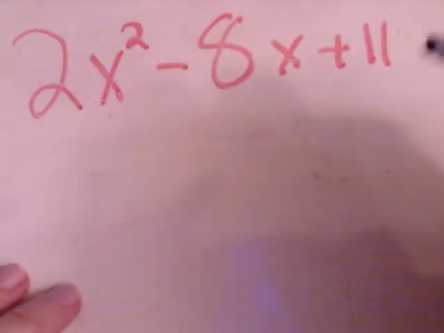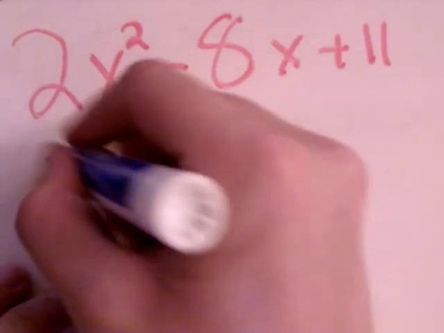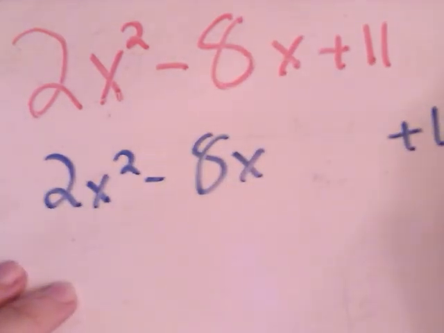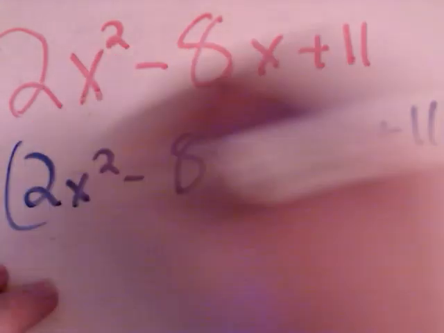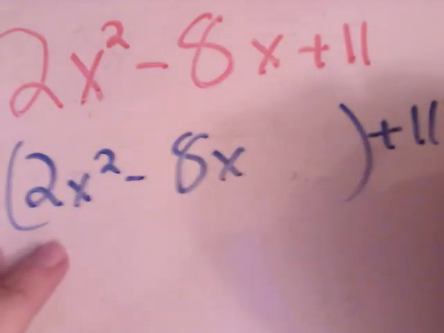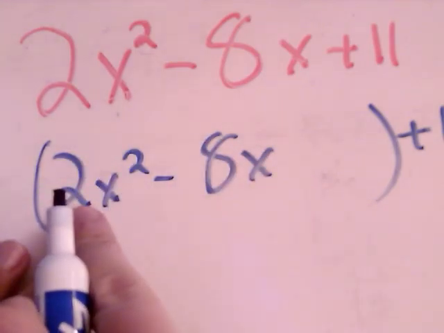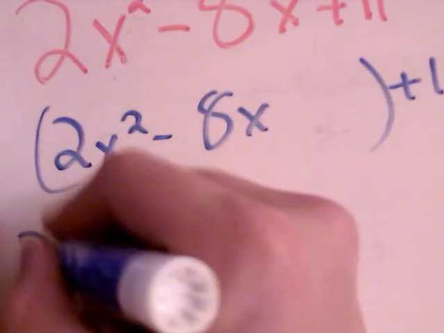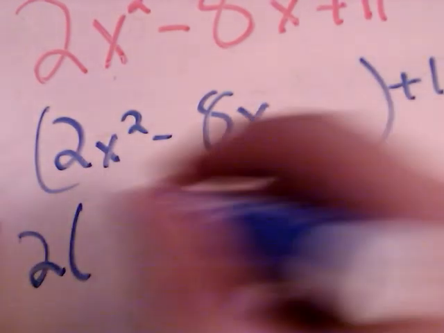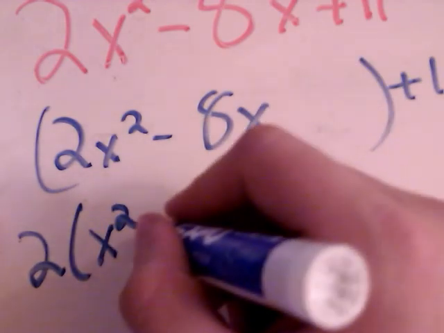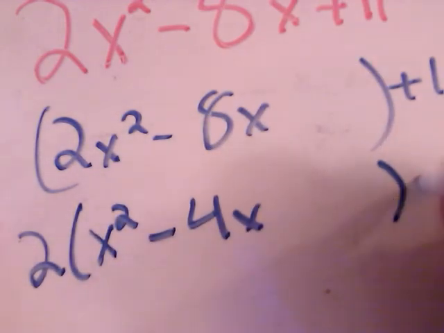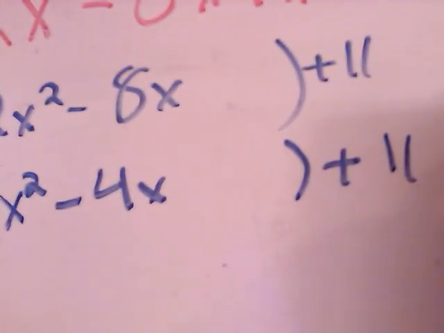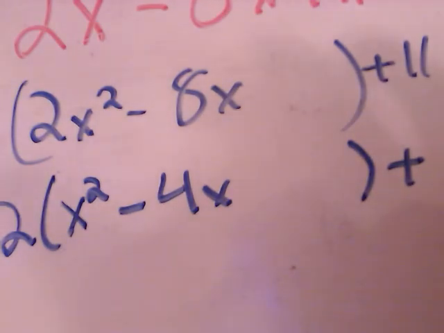So 2x squared minus 8x plus 11. So first thing I'm going to do, just like I did before, make room and move the 11. So what I'm going to do now is put my parentheses. I need to take out a number, not a variable, just the number. I need to take that 2 out. When I take a 2 out, x squared remains, and then minus 4x, and then the 11 didn't get touched. So we took out the 2, and what's inside is left over.